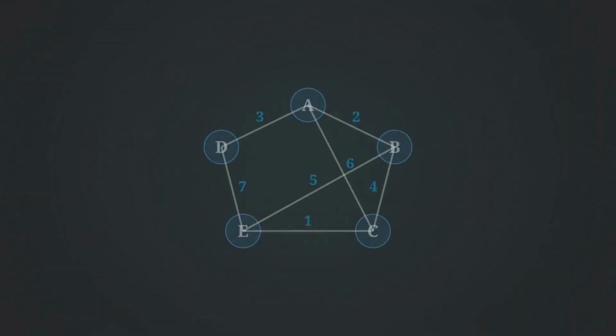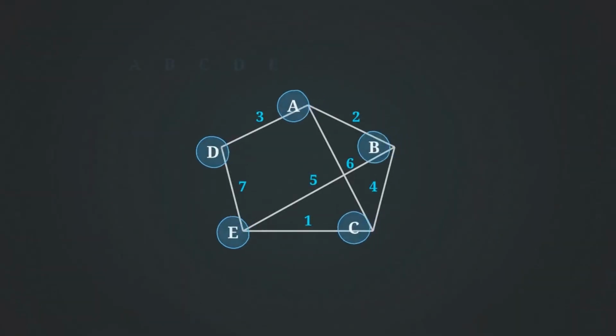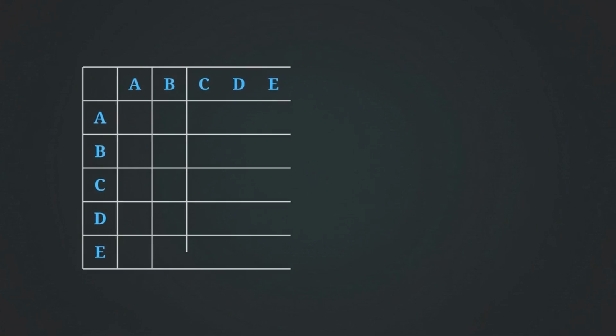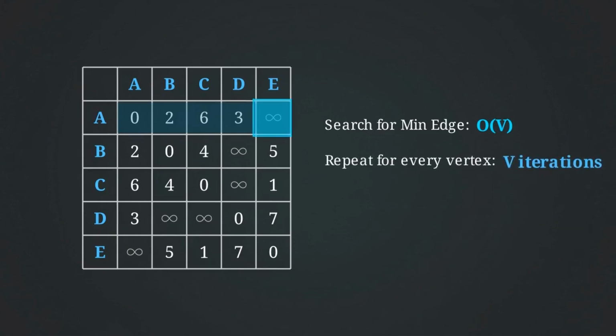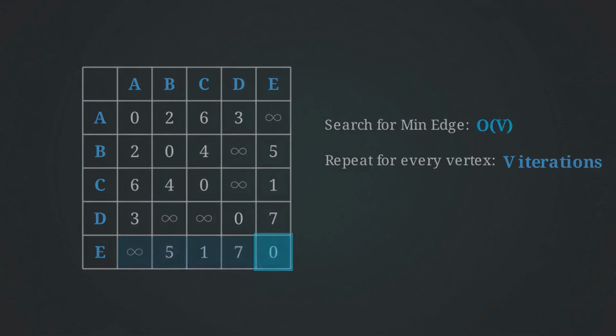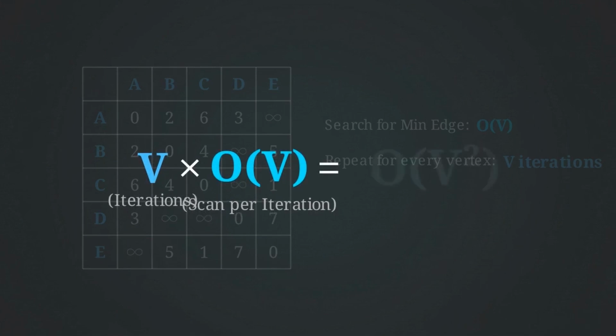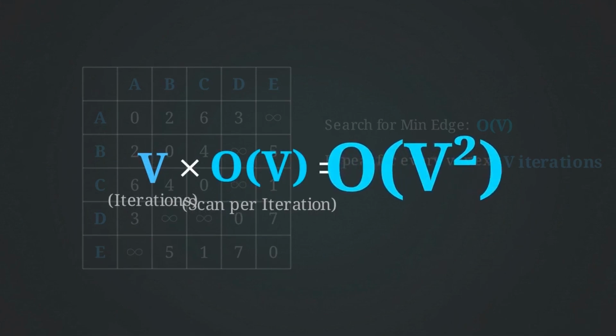This animated grid represents the adjacency matrix implementation. We map the graph onto a 2-dimensional grid, where the rows and columns represent vertices, and the intersecting cells display the edge weights. During a single iteration, finding the minimum edge requires the algorithm to linearly scan every single vertex across a row. This processing step takes O of V time. To build the complete tree, we multiply this single iteration scan by the total number of iterations required. This yields a final time complexity of O of V squared.